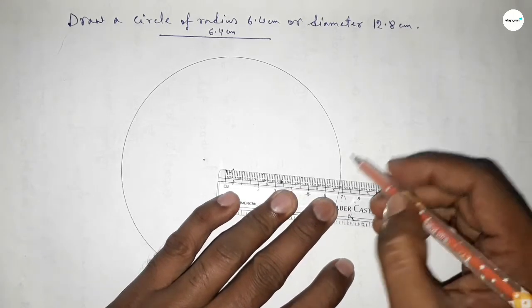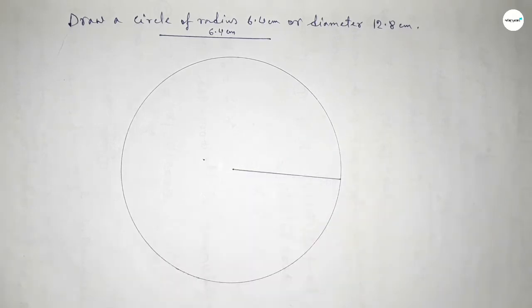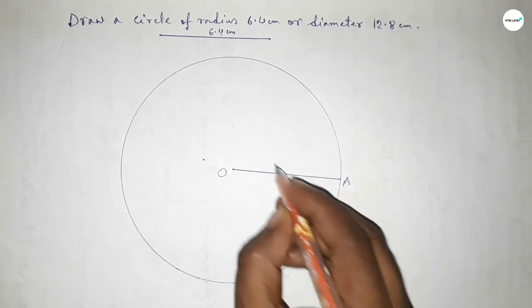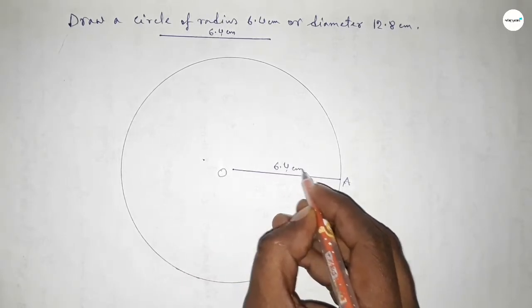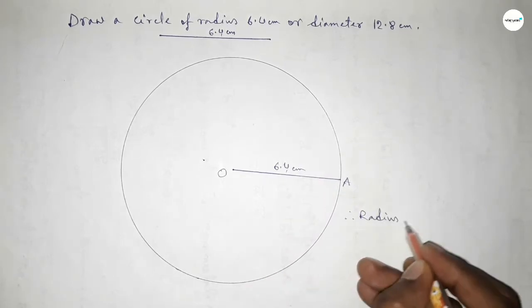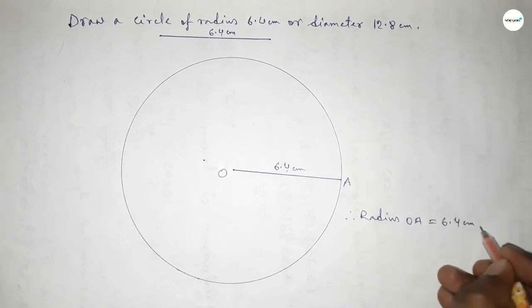Next, joining this one, and which is the radius of this circle. Now taking here the center O and here A. So OA equal to 6.4 centimeter. So therefore radius OA equal to 6.4 centimeter.